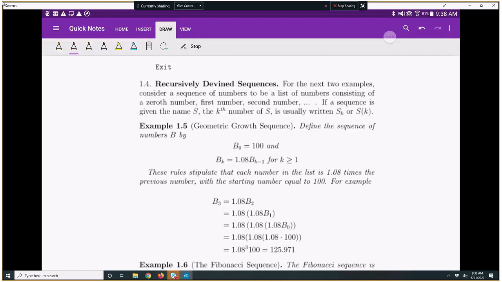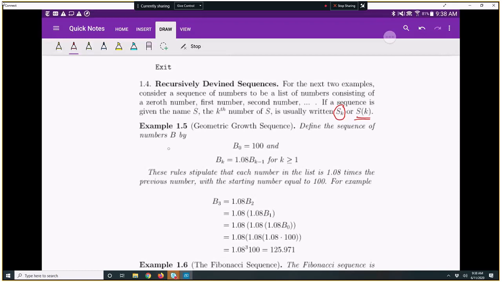And we just want to make a note here of the notation that we're using. If a sequence is given the name, say, capital S, then the kth number of the sequence, we're probably used to seeing this S sub k notation, but we'll also be using this, what looks like a function, S of k. This notation is also perfectly valid. So it looks like in the next couple examples, we're going to be using the S sub k notation.